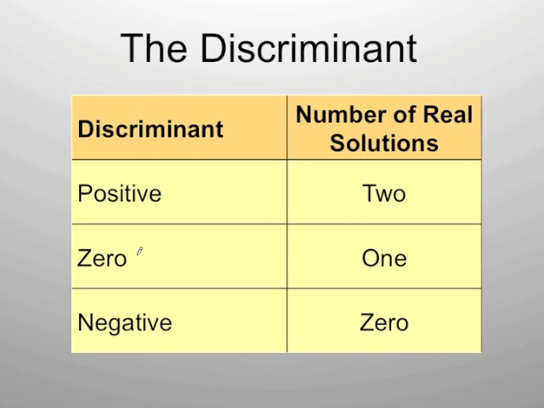If the discriminant turns out to be 0, then there is only one real solution to the equation, because the plus or minus is plus or minus 0. If the discriminant is negative, then you're finding the square root of a negative, and there are 0 real solutions. You end up with complex solutions.